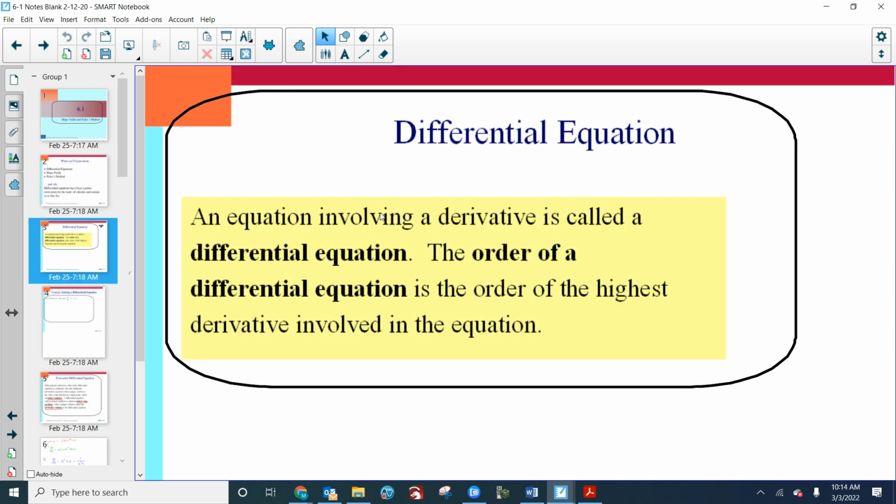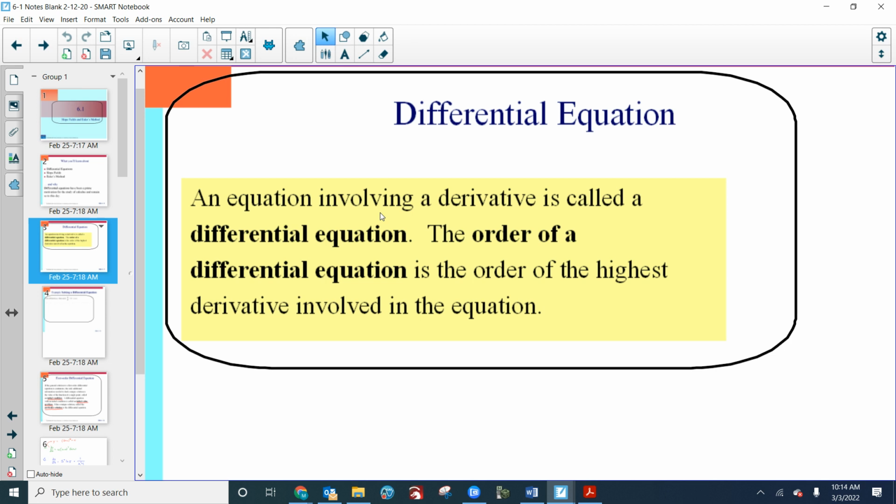So a differential equation, something you want to write down. An equation involving a derivative is called a differential equation, and the order of a differential equation is the order of the highest derivative involved. So an acceleration function would be a second order differential equation.